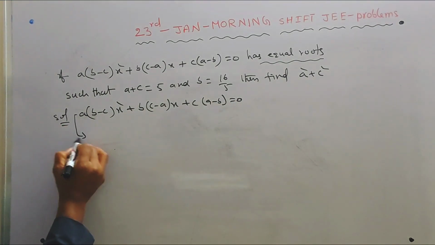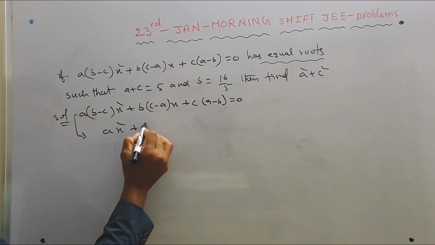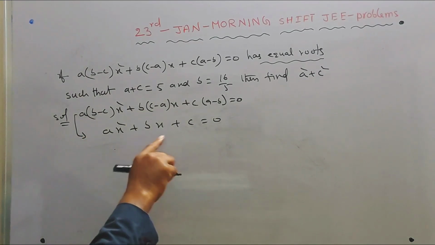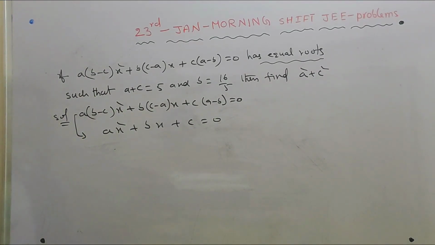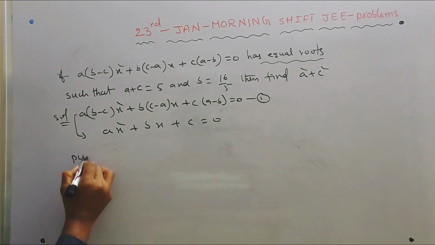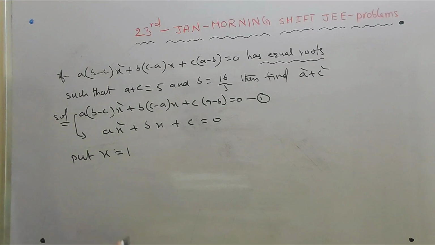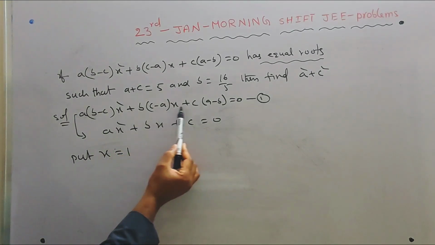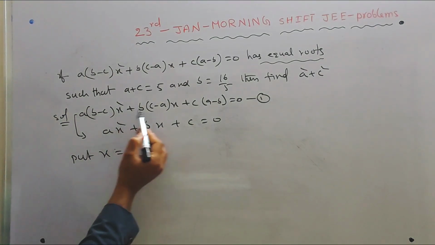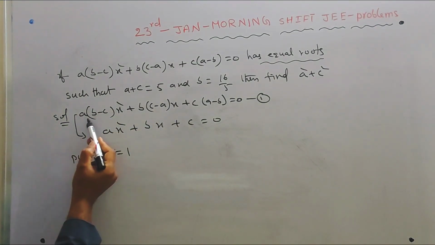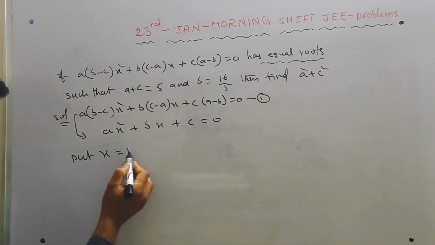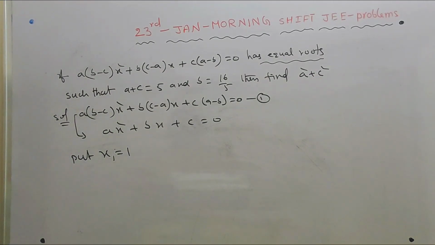First of all, we have to compare this equation with the general form of the quadratic equation, which looks like ax square plus bx plus c is equal to 0. This is called equation number 1. If you substitute 1 in the place of x, all these values are going to get cancelled, that means 0 will come. So this entire expression becomes 0, that means x equal to 1 is one of the roots.